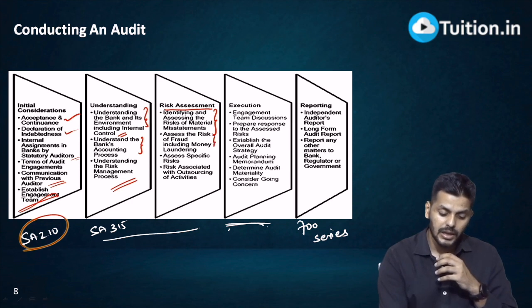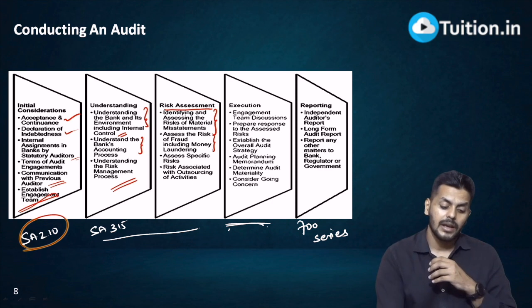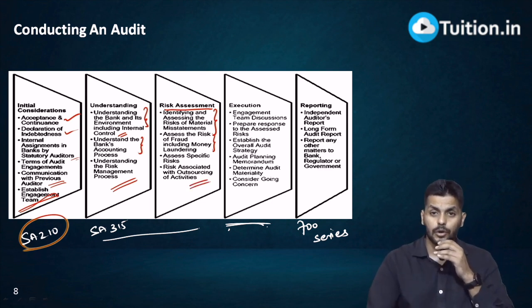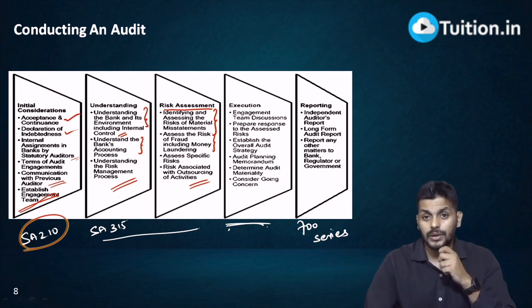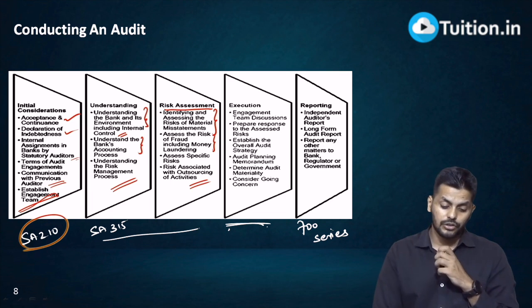Then 240, including fraud. And now we also talk about money laundering because this is a bank. And risk associated with outsourcing of activities. Remember dealing with chapter number 402 on service organizations. If you have outsourced any activities, that also has to be taken into consideration.